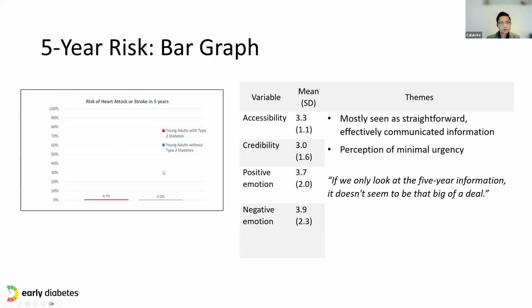This is 5-year risk displayed in terms of a bar graph. People thought this was very straightforward and clear, but there's a perception that it's not really an urgent problem. It doesn't seem to be that big of a deal. I don't really need to worry about this too much. This is the information that's being shown.